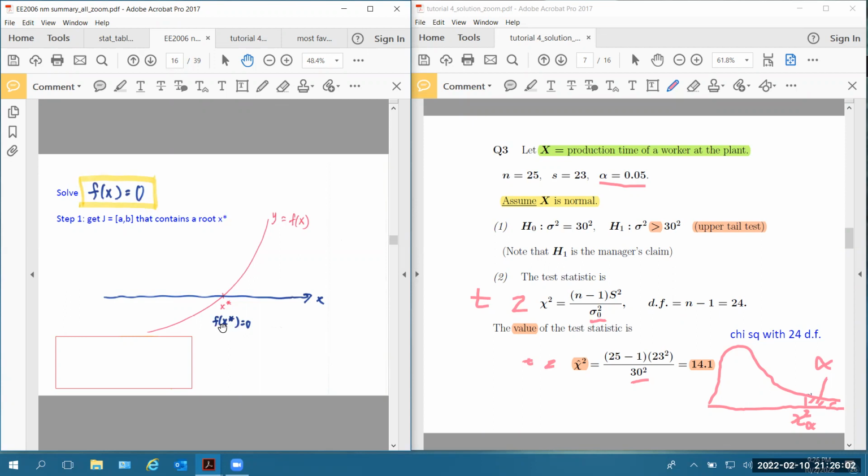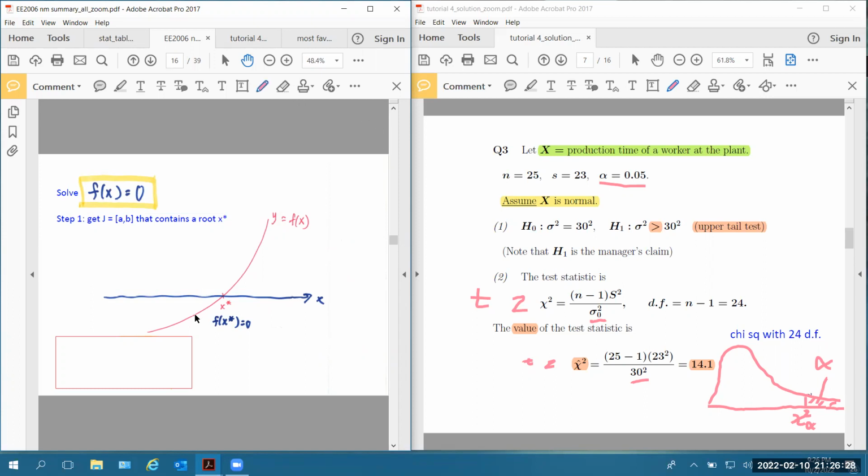So your y coordinate, which is f(x*), is actually 0. The y coordinate here is 0. All right, so you can see f(x*) is 0, right? So that makes x* a root of this equation, f(x) equal to 0, because f(x*) gives you 0. So x* is actually a solution. Then what we do here is that you want to get an interval that contains this root.